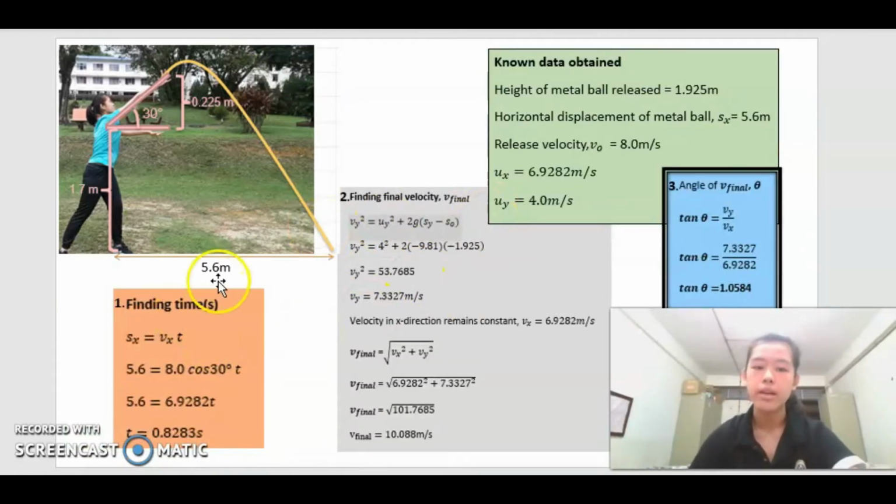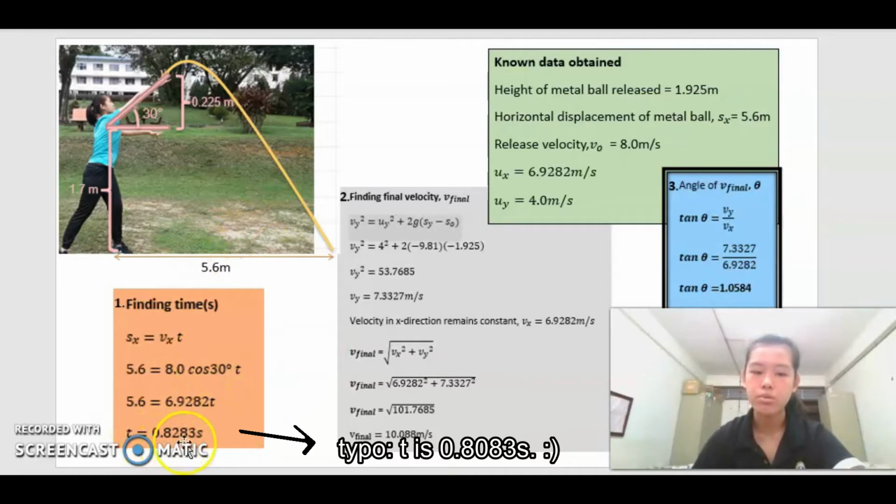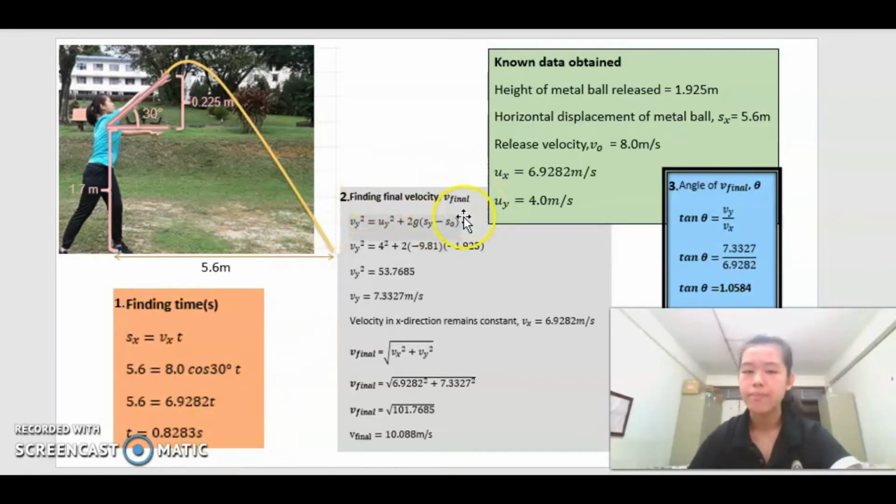So first of all, we can find the time of the ball drop to the ground. So the displacement of Sx is equal to the velocity at the x component times the time. So by using this formula, we can deduce that the time drop to the ground is 0.8283 seconds.